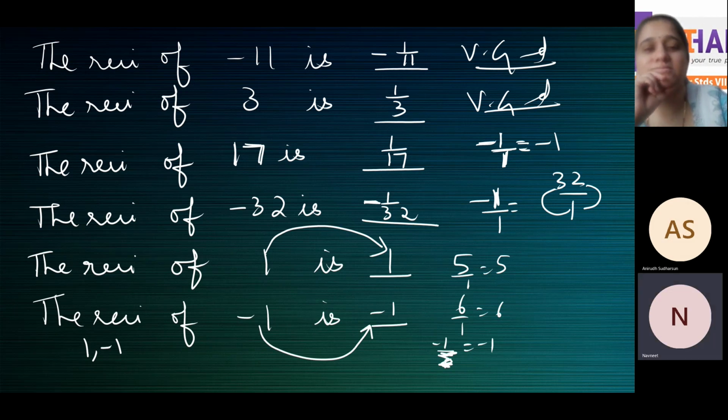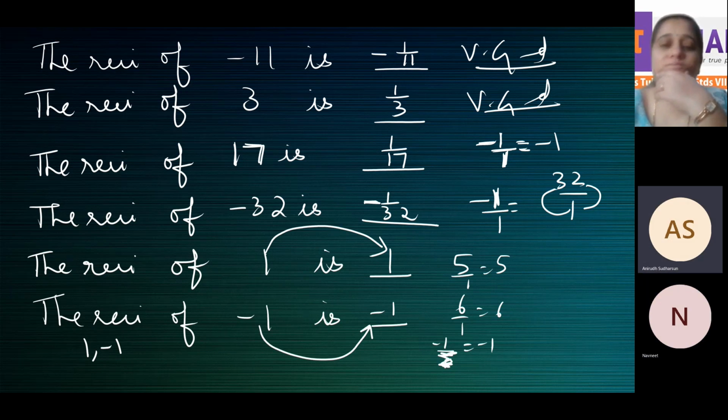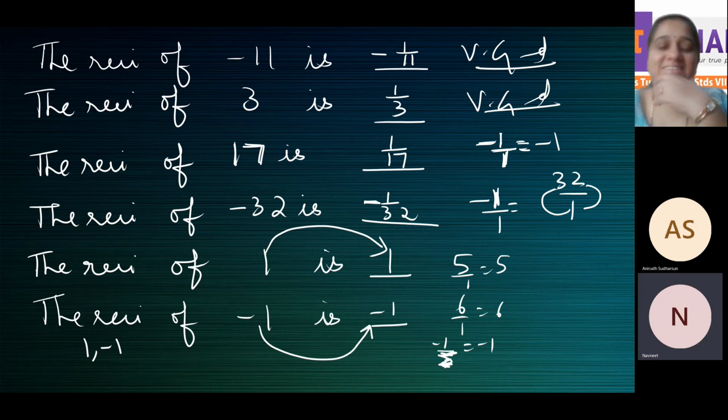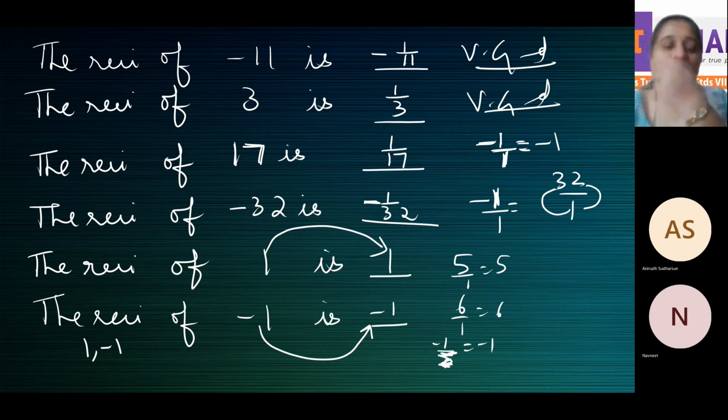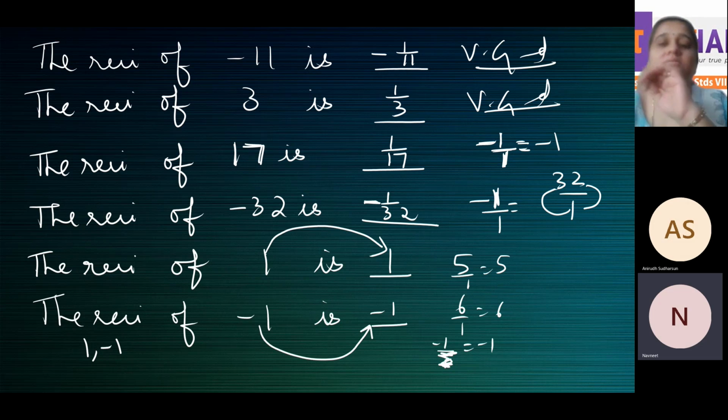After that, the integer 0. Ma'am, I don't remember the last point. No problem. The integer 0 has no reciprocal. Very good. Then I said 1 and -1 are their own reciprocals. You must remember all this. Very good, both of you.